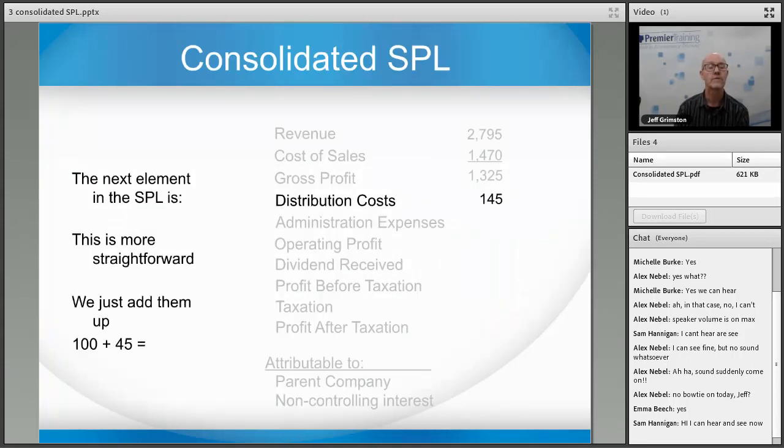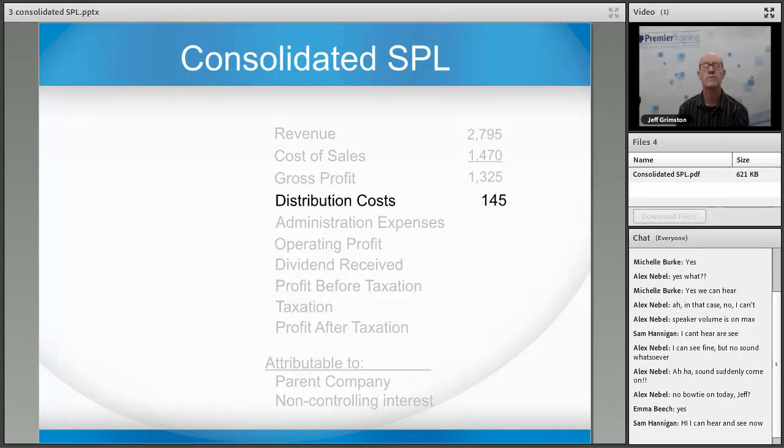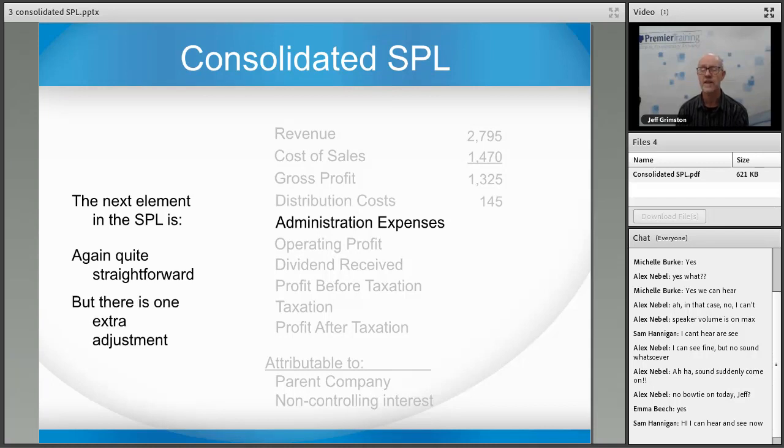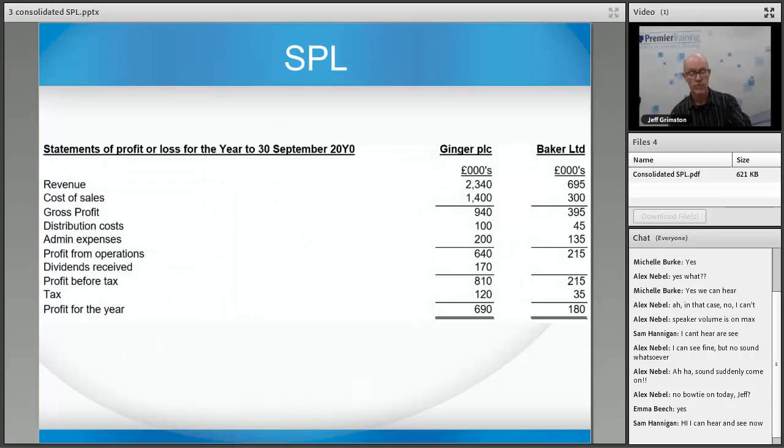All we do, add them together, 145. Next one is administration expenses. Now remember that all expenses have to go into one of these two, and we have got fairly straightforward, but there is another adjustment in this case. Now this time, if we go back to the data, here we can see that we've got admin expenses of 200 and 135.